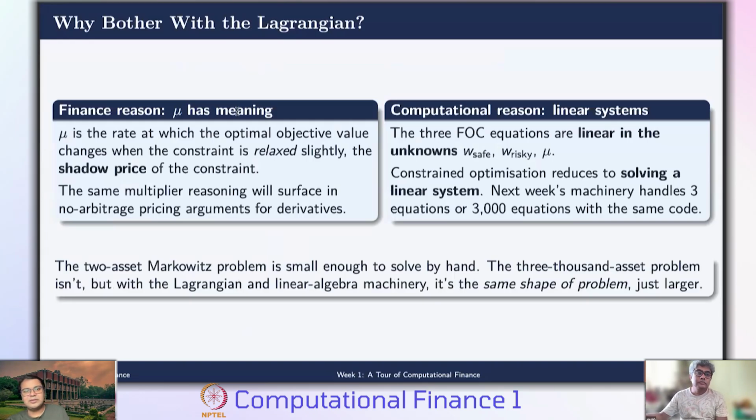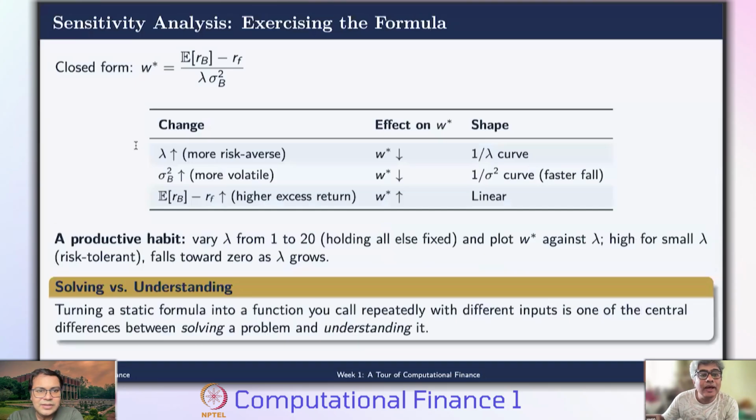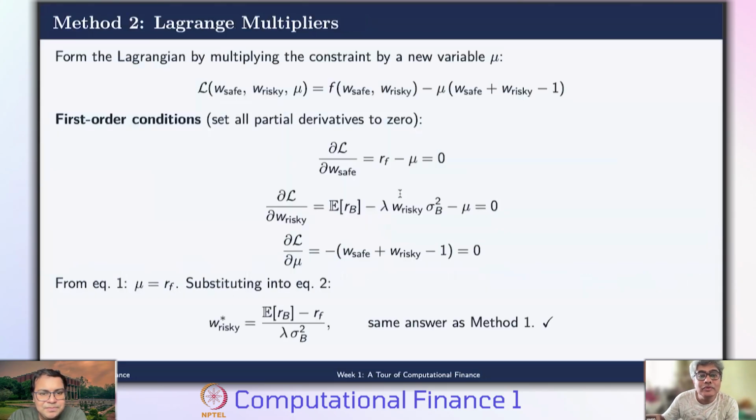But there are also deeper reasons. For example, this mu term that we introduced all of a sudden, you might be thinking, where did this come from? If you take economics courses, it has a very deep interpretation in terms of the shadow price of the constraint. Vikram, if you go back to this part, from this equation we got mu equal to RF. So mu is basically my risk-free rate.